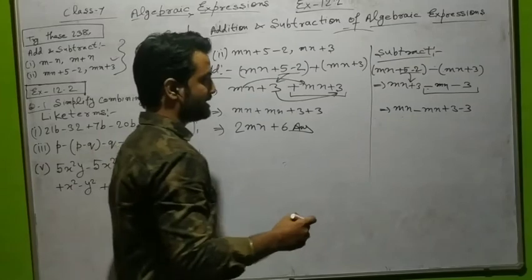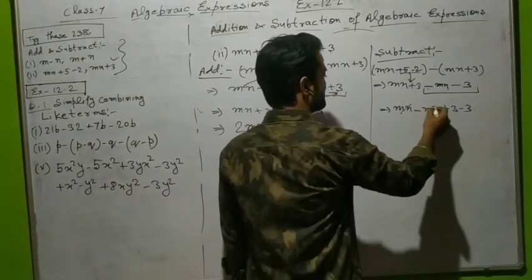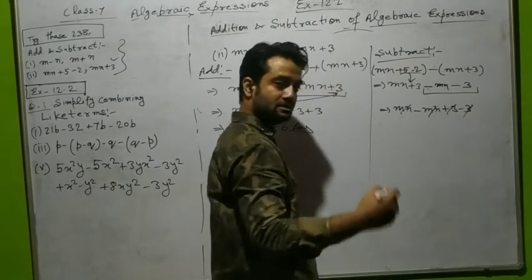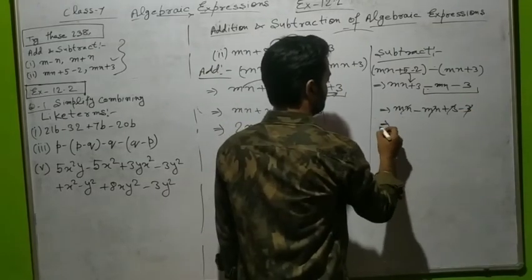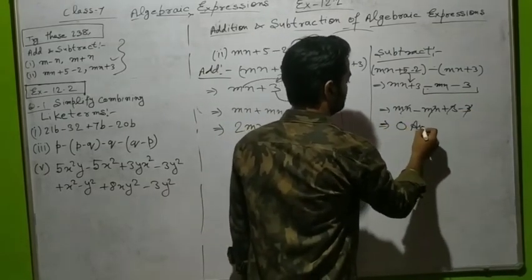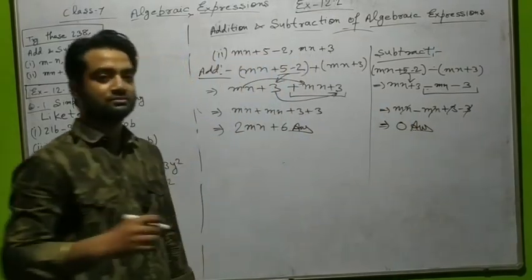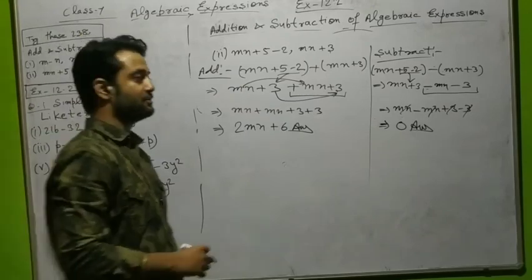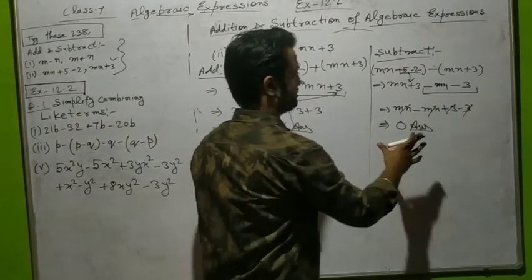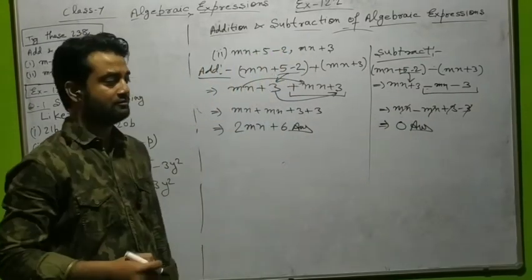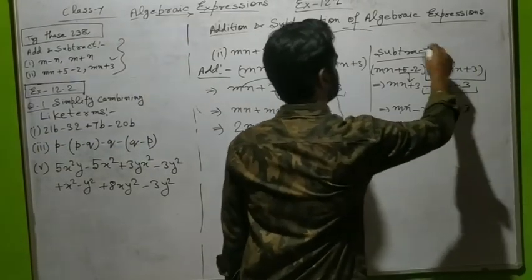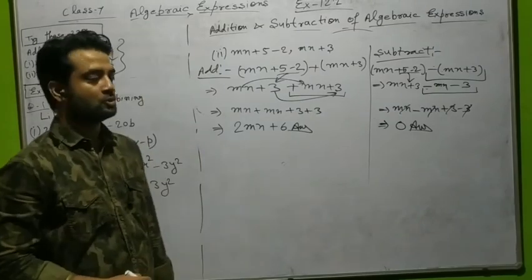Now when we are subtracting, mn minus mn we get nothing, plus 3 minus 3 we get nothing. The answer is 0. Okay, so this was the difference between addition of two algebraic expressions and subtraction of two algebraic expressions. The major thing you have to take care of is the change of sign when there is a negative sign outside the bracket. Hope you have understood that.